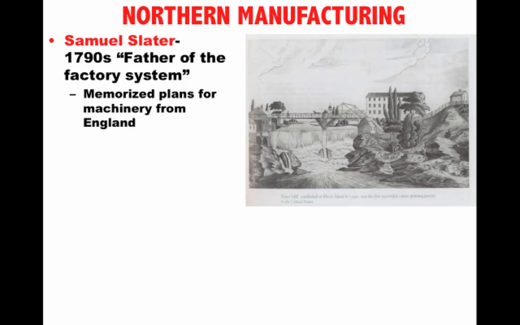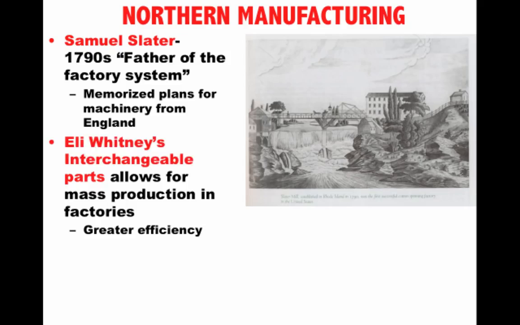Northern manufacturing is key during the market revolution. You get a guy by the name of Samuel Slater, who comes over in the 1790s. He memorized the plans for the machinery from England and smuggled those ideas over here. He is known as the father of the factory system. He establishes Slater Mill in Rhode Island during this time.